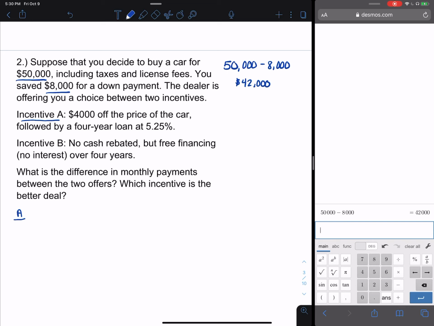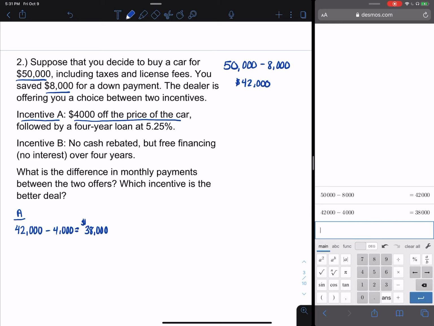So if we focus in on incentive A, they're giving us $4,000 off the price of the car. So if you ever see advertisements for like $4,000 rebated or cash back, what they're really doing is taking the price off of the car. So that means I need to take that $42,000 that we had after we put our down payment and subtract out $4,000 more. So if I take the $42,000 and subtract out $4,000, that gives me $38,000. So that $38,000 is what we're going to actually borrow, or that is our principal.